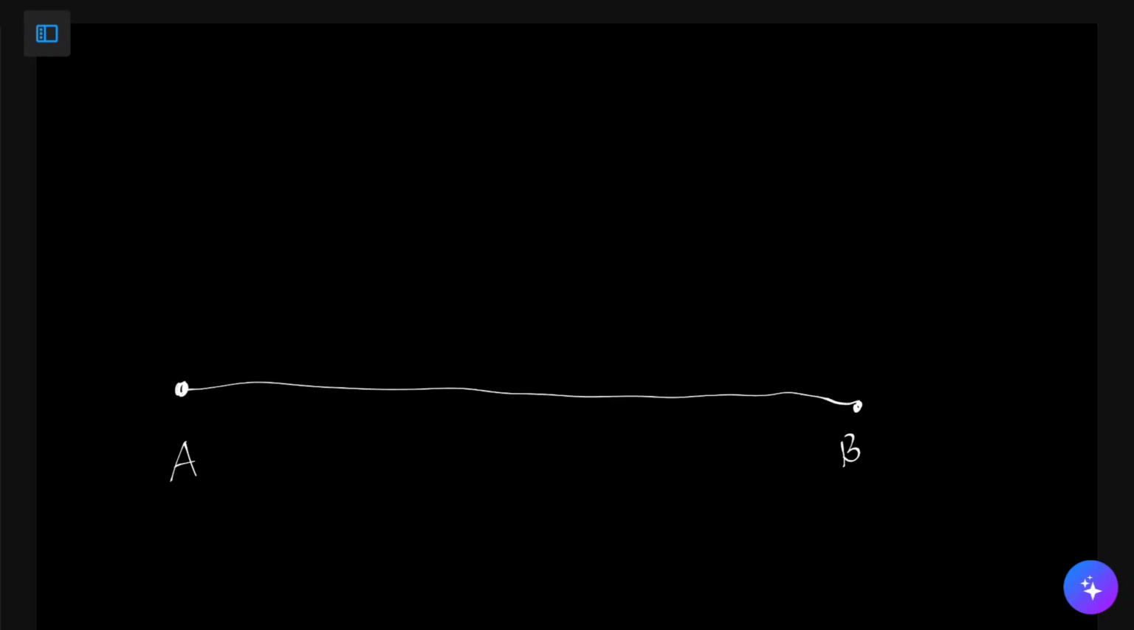Okay, let's have another example as well. Let's say you are moving from point A to point B. This is your point A to point B, and this is your car.